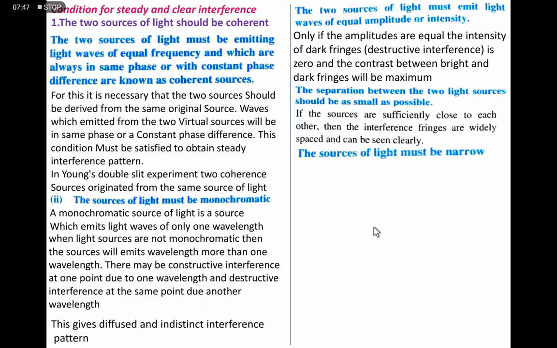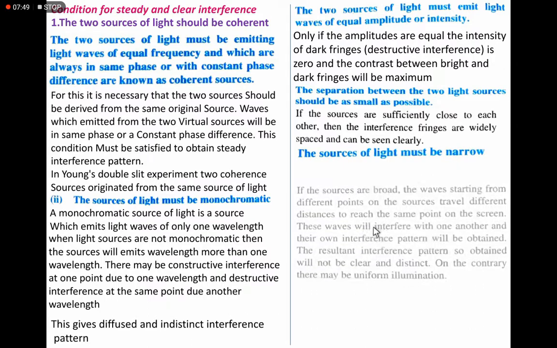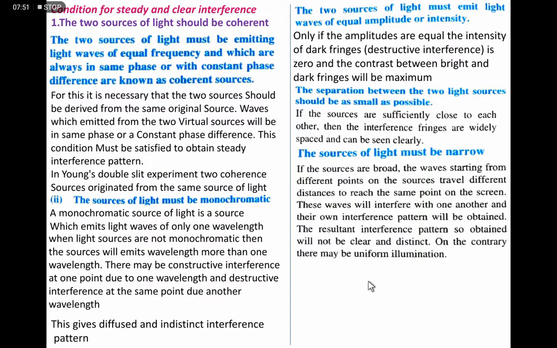Next is the sources must be narrow. If the sources are broad, the waves starting from the different points on the source travel different distances. See, the path difference should be the same. If the waves emitted from the two different sources, which originate from a single source of light, have the same path difference, then constructive interference will be produced.